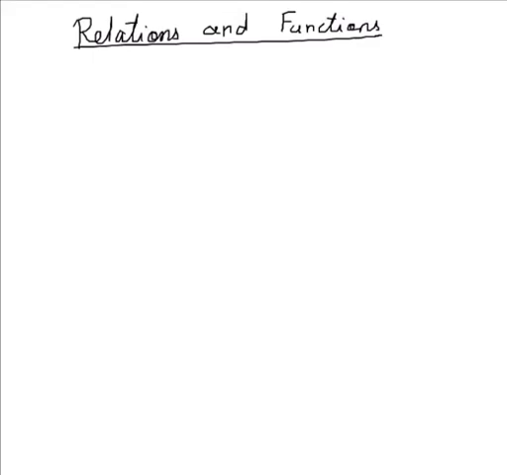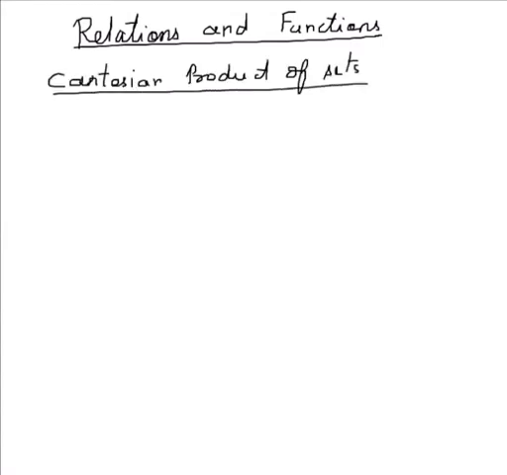We are going to learn Chapter 2, Relations and Functions. Before learning the definitions of relations and functions, we have to learn about the Cartesian product of sets. The Cartesian product of sets can also be called the cross product.